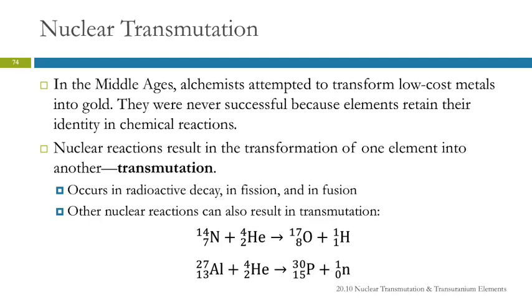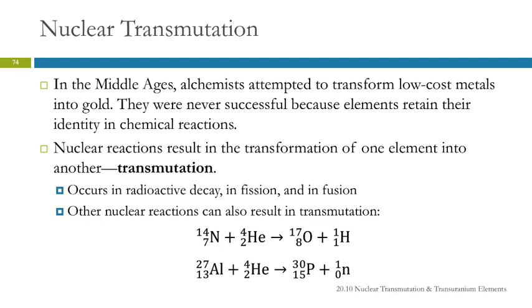And so it's like, let's see if we can make something that's really cheap and easy to find, like lead or iron or something, and change it into gold, and this would be really awesome. Well, they were not successful, although they did discover some very interesting things. Some of them involved urine. But they weren't successful because in a chemical reaction, you can't change one element into another element.